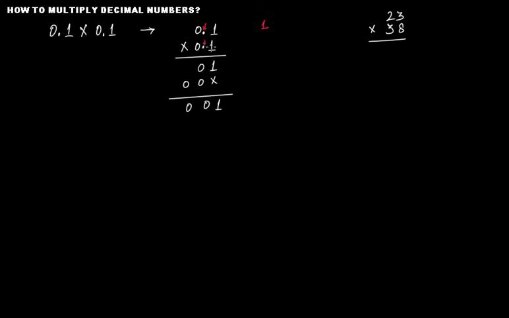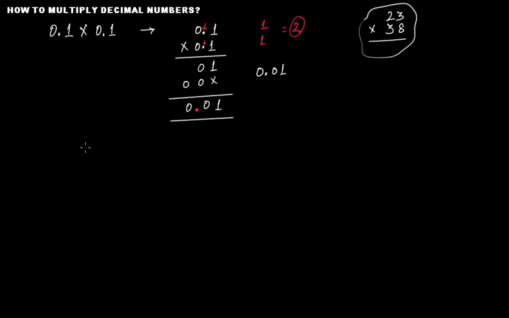How many digits to the right of this decimal point do we have in this number? Again, we have 1. So 1 plus 1, that is, in these two numbers we have a total of 2 digits after the decimal point. 2 digits, 1 here and 1 here. So count starting from the extreme right digit, 1 and 2. Just place your decimal point after this number. So this will be your answer, 0.01.